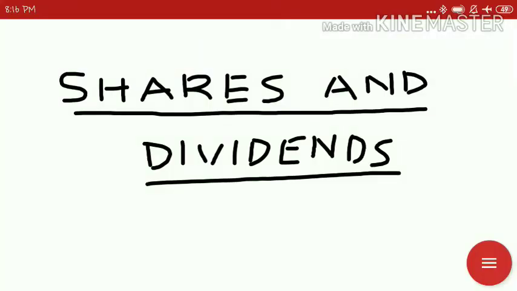Hello students, today we are going to learn about the second chapter, Shares and Dividends, of the Class 10 ICSE board, the second chapter of mathematics. Before we start the chapter and its numericals, first we will learn some terminologies regarding shares and dividends. The first thing is the share.